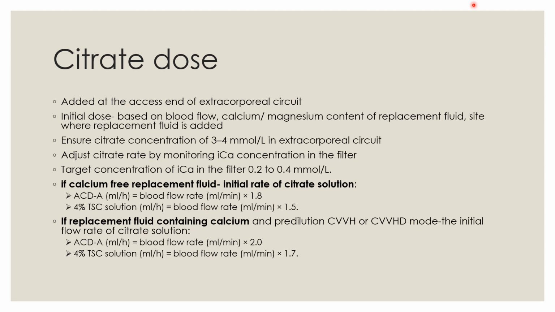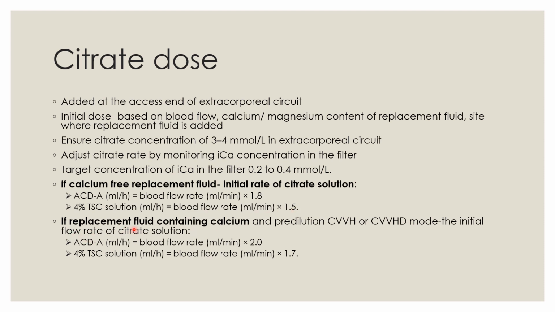If calcium-free replacement fluid is used during CRRT, the initial flow rate of citrate solution depends on the anticoagulant used. For acid citrate dextrose solution, it should be blood flow rate in ml per minute multiplied by 1.8, and for 4% trisodium citrate solution, rate in ml per hour, the blood flow is multiplied by a factor of 1.5.